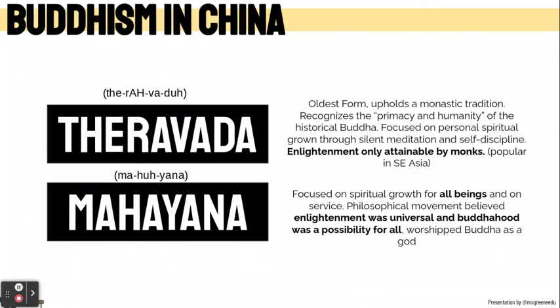Okay. When religions spread, they often change and adapt to the place they're going, or maybe the place they're going makes changes to the religion to fit their culture. So religions are always adapting, especially when they go to new places. The type of Buddhism that emerged in China was called Mahayana. The other one you see here, Theravada Buddhism, is popular in Southeast Asia, and we'll talk more about that when we get to Southeast Asia. But Mahayana Buddhism is a form of Buddhism that developed in China. So let's just focus on that part. Mahayana Buddhism focused on spiritual growth for everyone and on service. This was a movement that believed enlightenment was universal and possible for all.